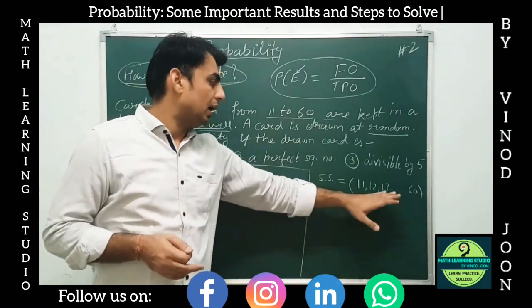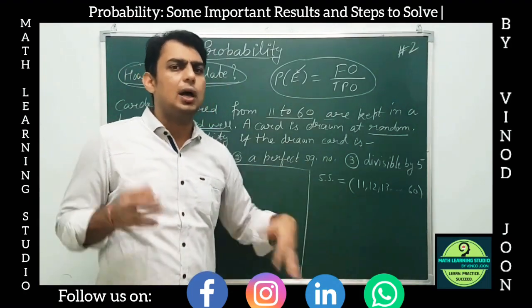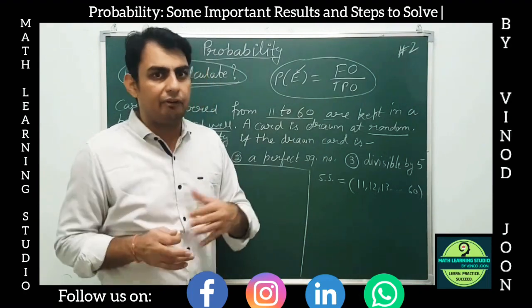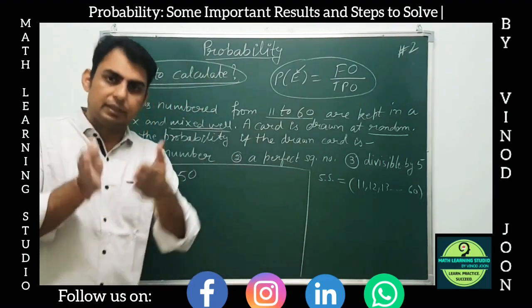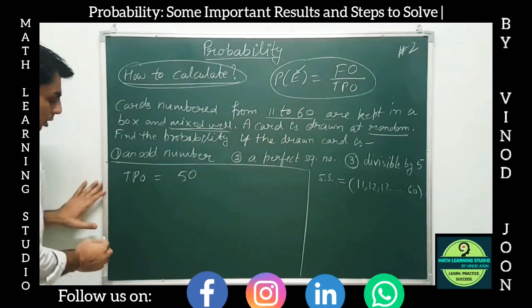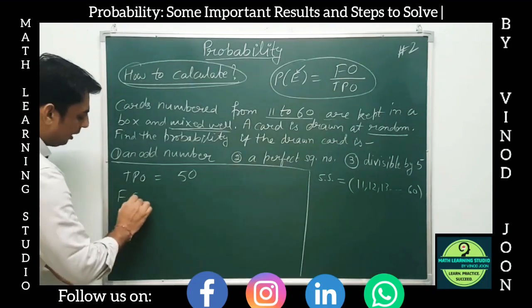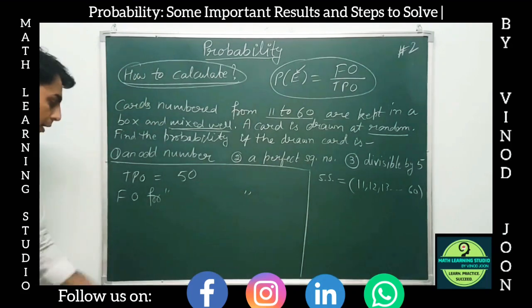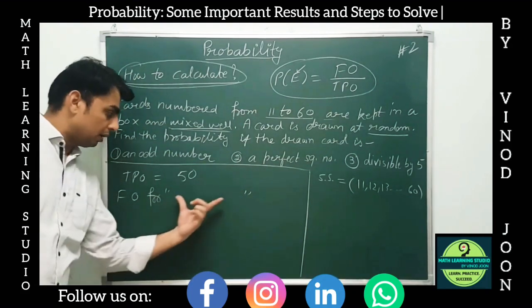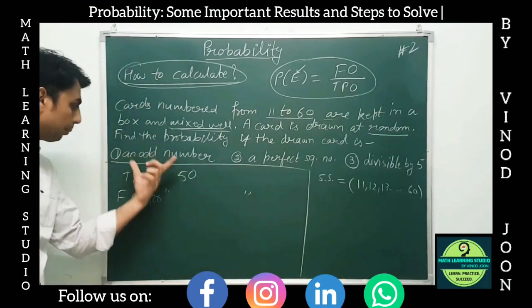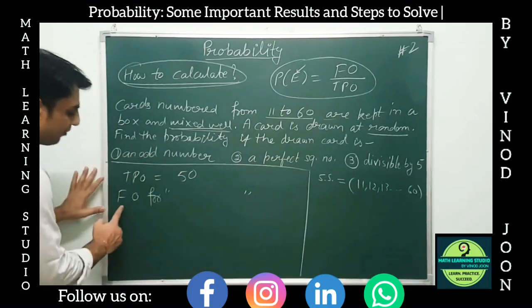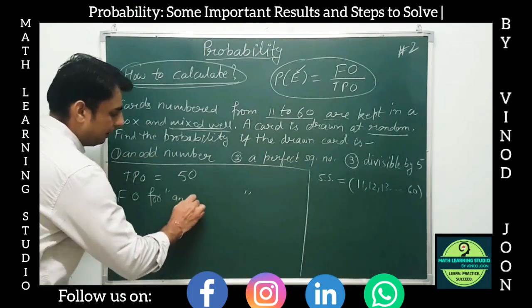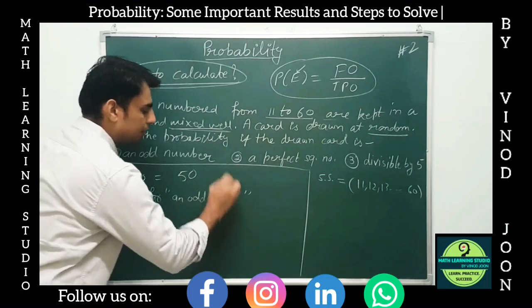How many cards out of these 50 cards? How many of them will be odd? Every alternate number? Yes, 11, then 13, then 15, then 17. We'll write favorable outcomes for. We'll write the commas. Now favorable outcomes for what? For I write this complete event here. We'll say favorable outcomes for an odd number.